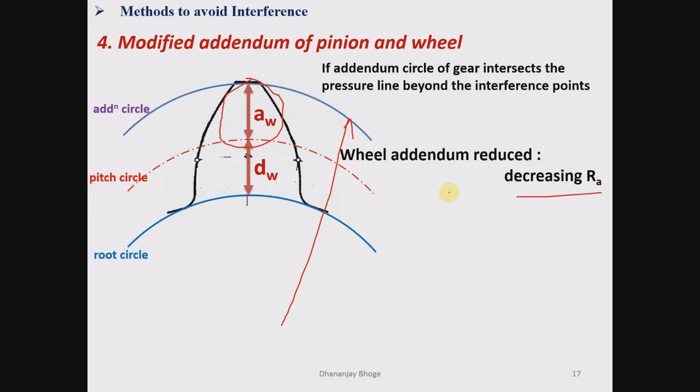Then this will change the working depth. So this is not desirable. Now to preserve the working depth, we have to increase the dedendum of the wheel. And this can be increased by reducing the root circle radius. Okay. To preserve the working depth.